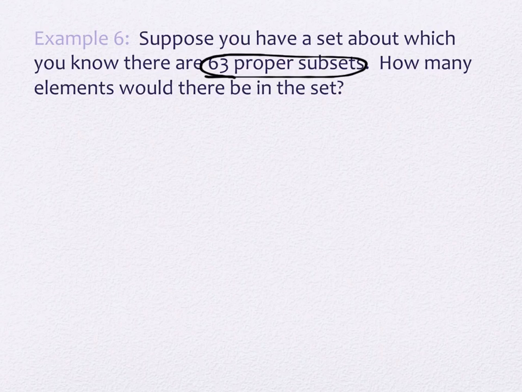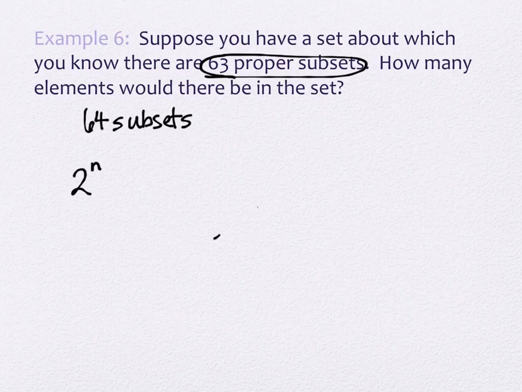So how many subsets total are there? Yeah, 64 total subsets. That's actually a relationship that exists, right? There's one more and one less of those. So if I have 64 subsets, how many elements would I have? Or how could I find it?